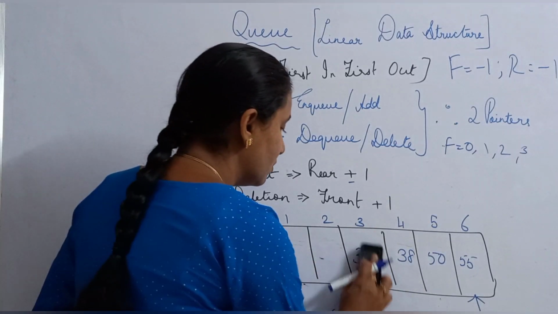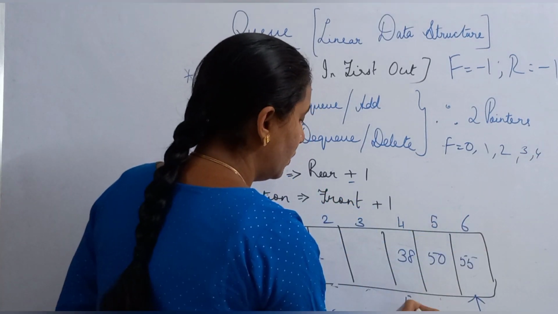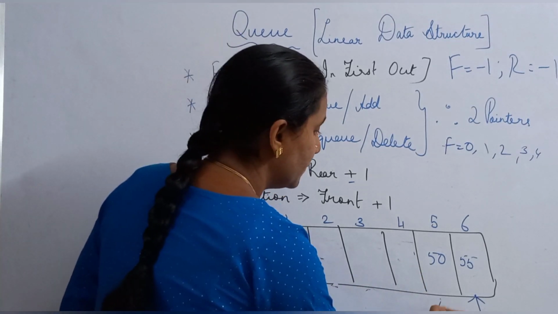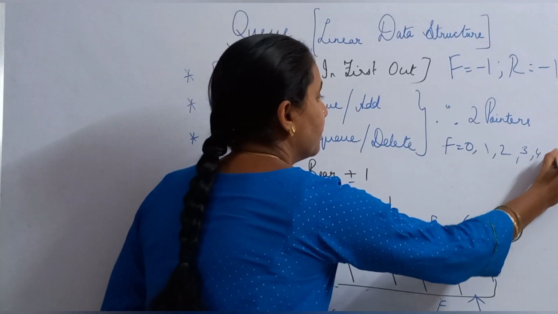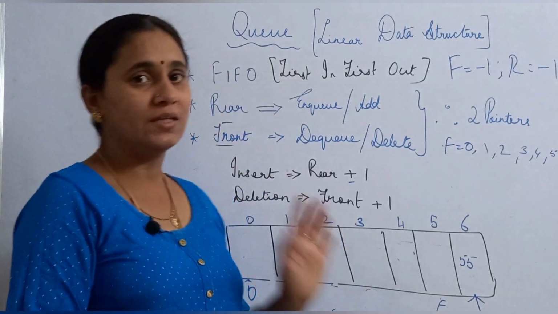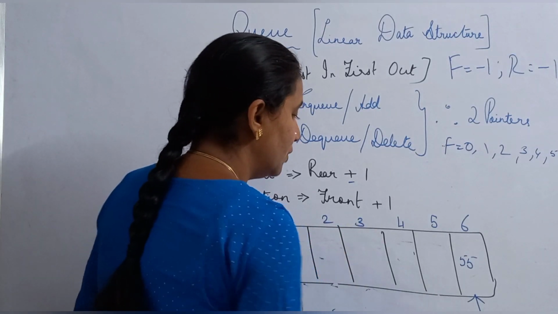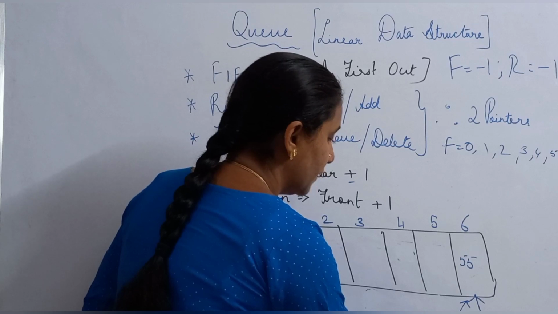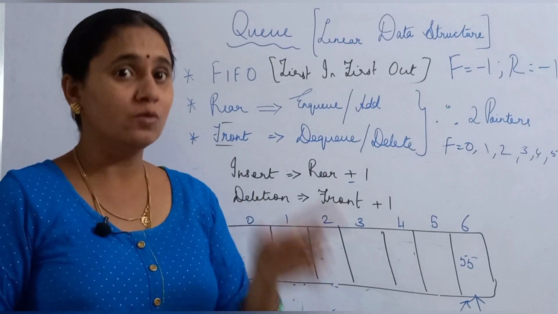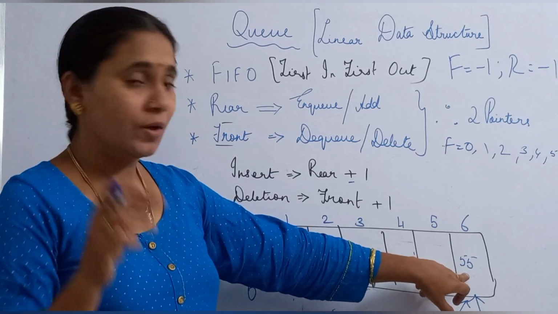Now you see, 35 is deleted, so now F value is 4. F will be pointing here, isn't it? Now 38 is also deleted, so F has to point to this location. So F is 5. Now 50 is also getting deleted. Now which will be the first element? The first element is now 55. At this situation, the front pointer and rear pointer are both pointing to the first and last element, which is present only one. It is 55.